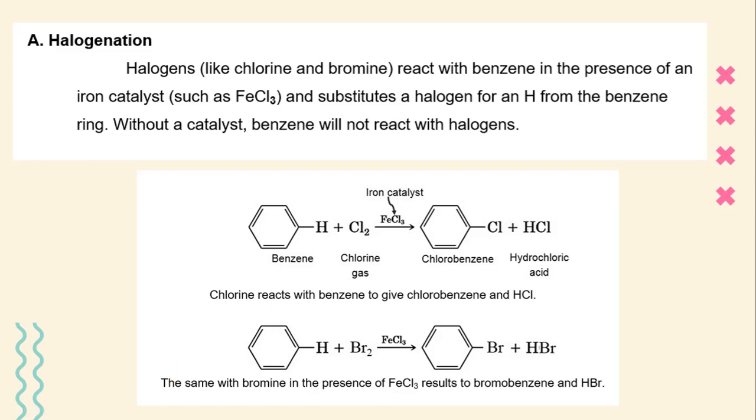Okay, so halogenation. Halogens like chlorine and bromine react with benzene in the presence of an iron catalyst such as ferric chloride and substitutes a halogen for an H atom from the benzene ring. Without a catalyst, the benzene will not react. So this one. This H here is replaced by a chlorine.